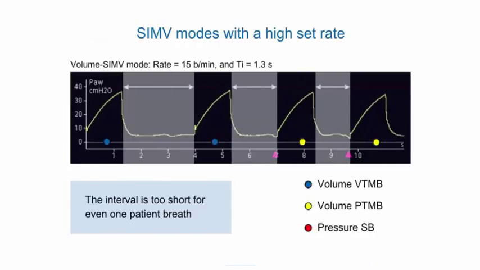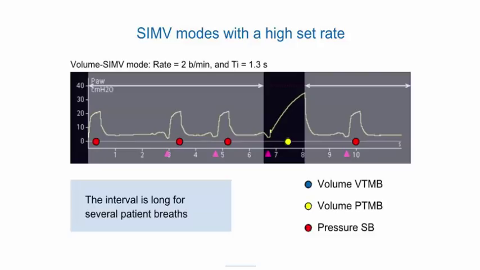Let's look at two typical SIMV examples where the ventilated patient is active. If the set rate is 15 breaths per minute and the set TI is 1.3 seconds, the resulting interval is 2.7 seconds. This is too short for insertion of even one SB. In this case, SIMV modes act like CMV modes. If the set rate is 2 breaths per minute and the set TI is 1.3 seconds, the resulting interval is 28.7 seconds. This is sufficient to insert several patient breaths. In this case, SIMV modes act like a pressure support mode.